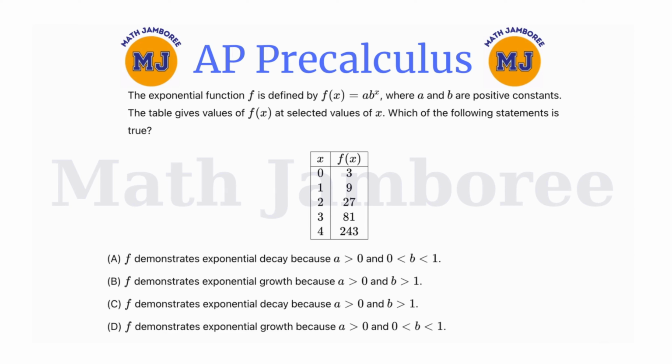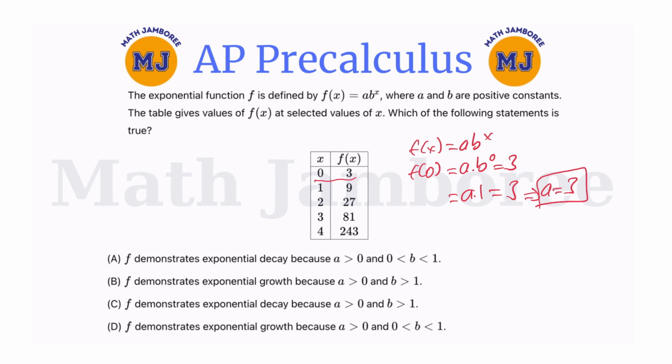The x's are 0 through 4, and the y values are 3 through 243. So, the function f of x given as a times b to the power of x, we will just go ahead and substitute the values in. f of 0 is given, so a times b to the power of 0 is 3. Which means a times 1 is 3, so a is 3.